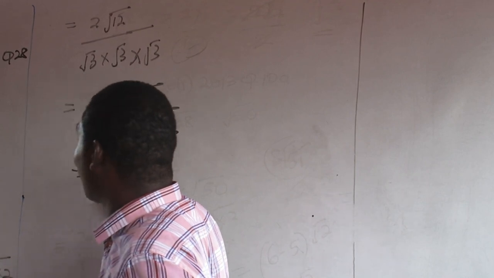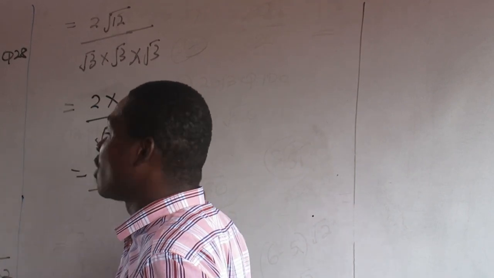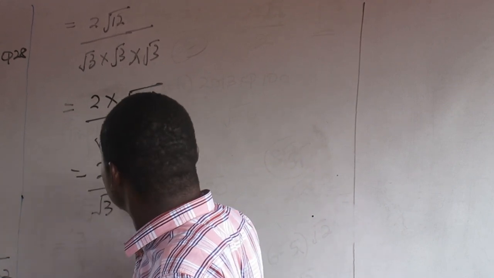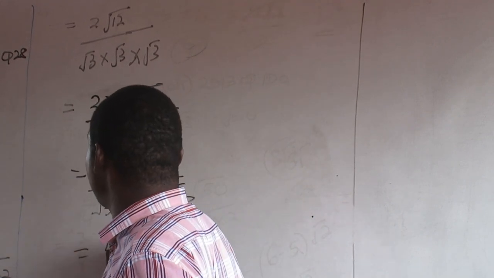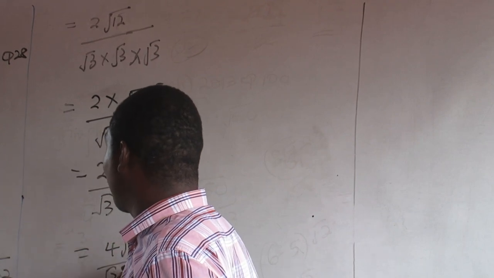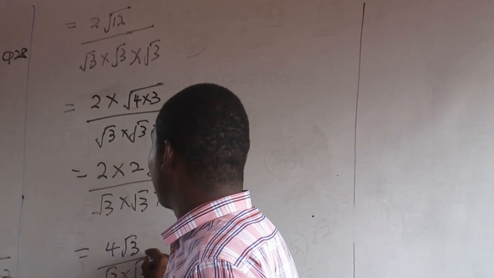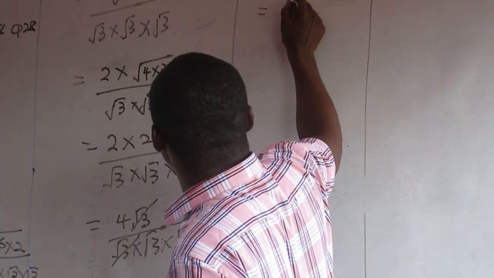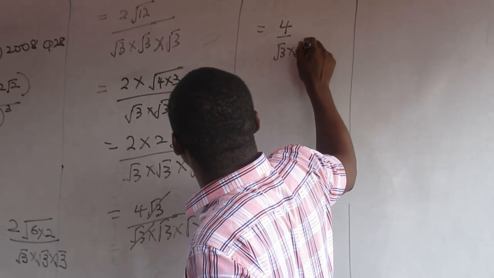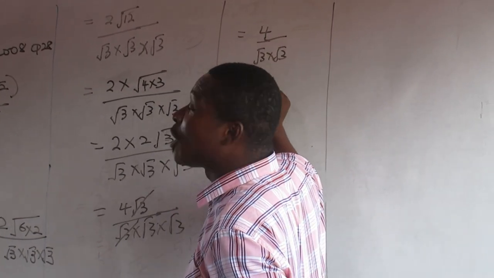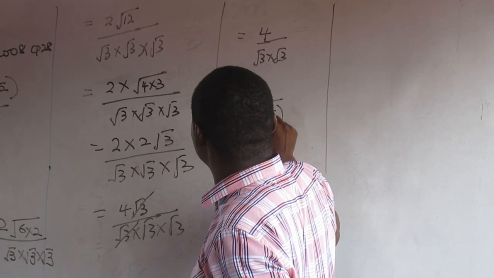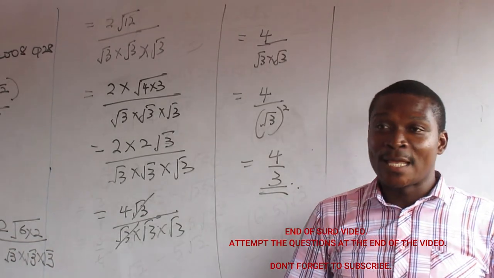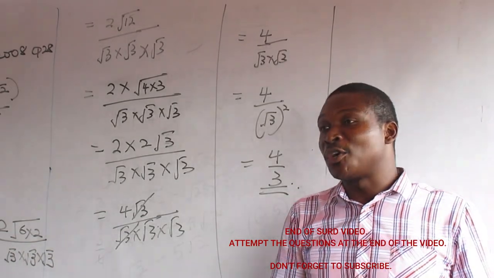Now, root of 4 can be obtained, too. Root 3 cannot be obtained. I see 4 root 3 over root 3, root 3, root 3. I see cancellation. That is 4. Root 3, root 3. I see double up concept here. Root 3 all squared. That is 4 by 3. Now, this is the end of the topic called SURDS.